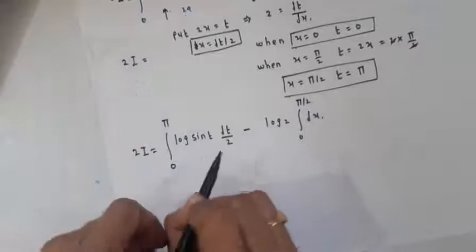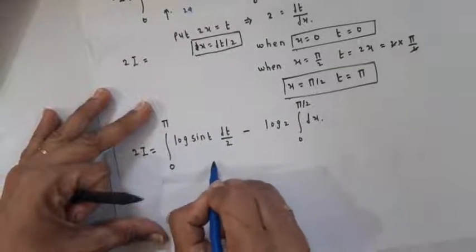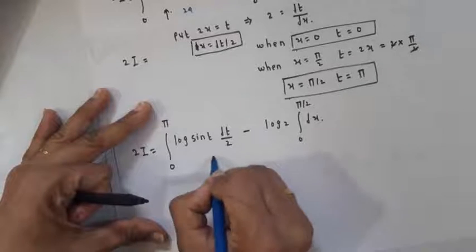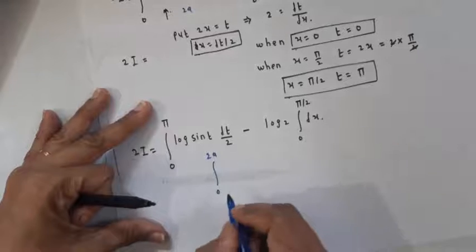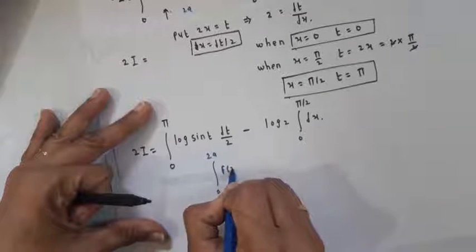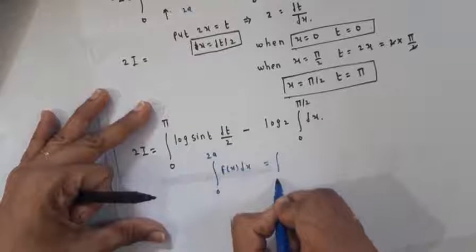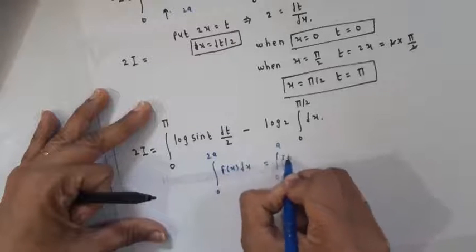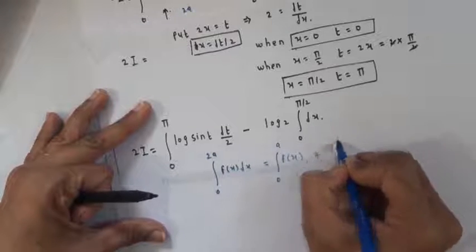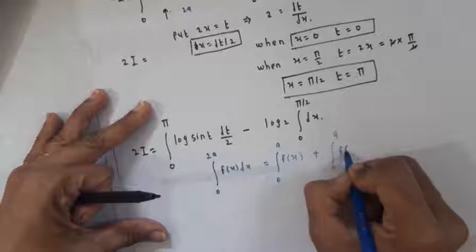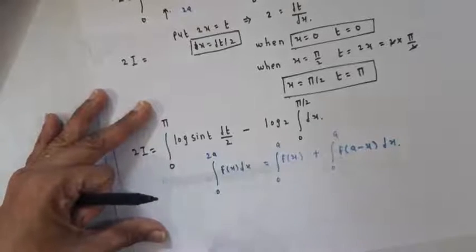Now by using the property: integral from 0 to 2a of f of x with respect to x is equal to integral from 0 to a of f of x plus integral from 0 to a of f of a minus x with respect to x.